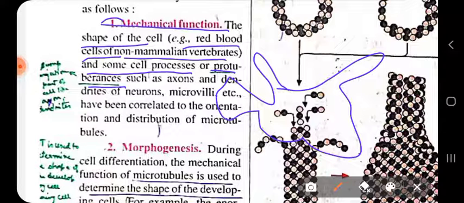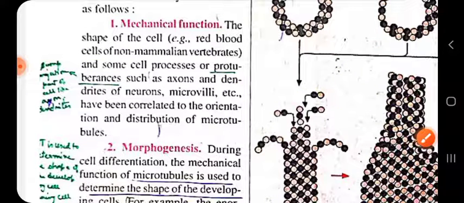So this type of projection is actually formed by the microtubules, and it is correlated with the orientation and distribution of the microtubules. So the first is the mechanical function, which determines the shape of the cell. Microtubules determine the shape of cells, like red blood cells of non-mammalian vertebrates.